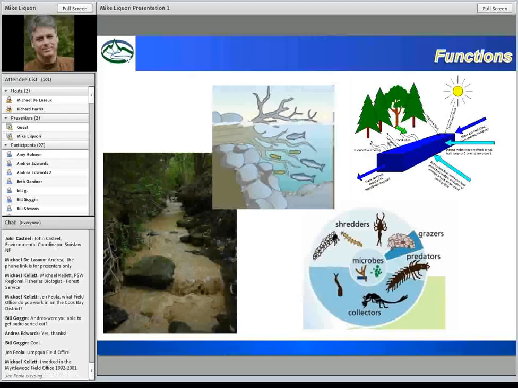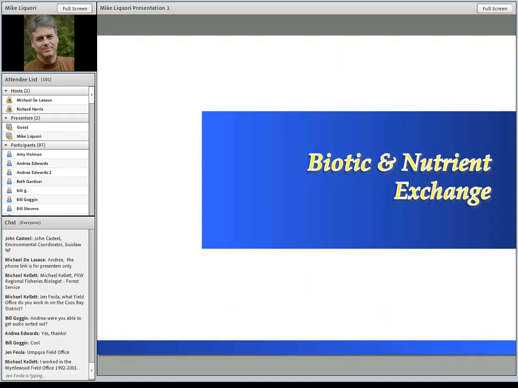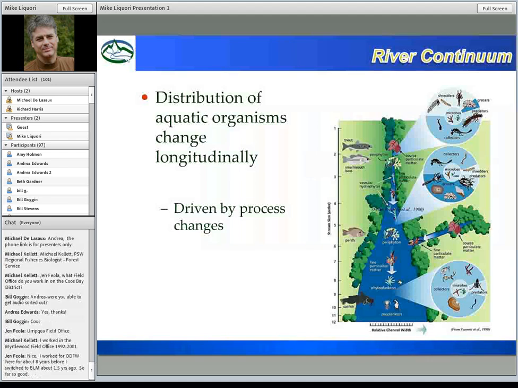Just shade. It is also other factors that I'll go into here in a bit. And then we'll also talk about the nutrient and biotic integrity of these aquatic communities. So I'll start with the biotic and nutrient exchange.